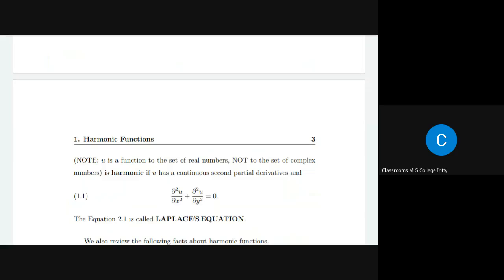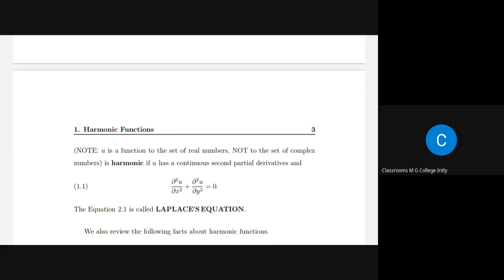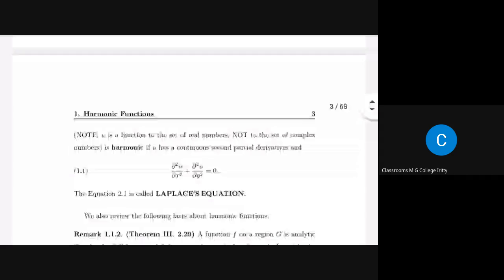Laplace equation is ∂²u/∂x² + ∂²u/∂y² = 0. So, a function u of x, y is called harmonic if it is twice continuously differentiable and satisfies the following partial differential equation. That is, ∇²u = uxx + uyy = 0. This equation is called Laplace equation. So, a function is harmonic if it satisfies Laplace equation. Here the operator del square is called Laplacian and del square u is called Laplacian of u.